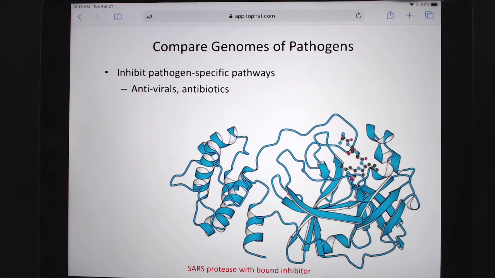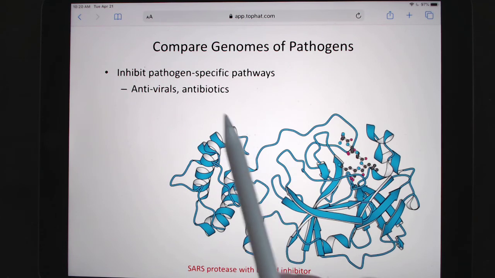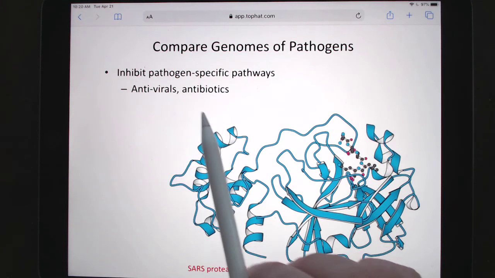The other thing you can do is compare the genomes of a pathogen versus the host. You can also do this in plants. If you think back to the herbicide Roundup, it inhibits a pathway that's not in us, but it's in weeds. You can also look at antivirals and antibiotics.